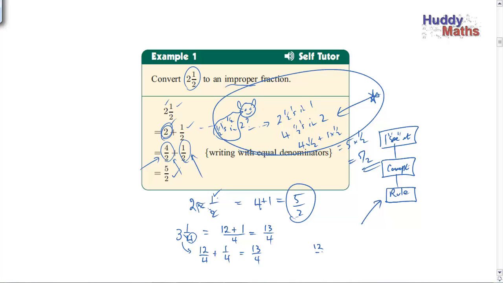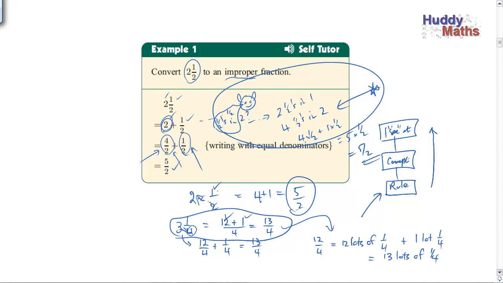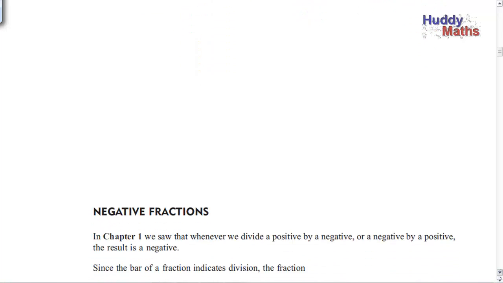Because you think of 12 over 4 as 12 lots of 1/4, and then plus 1 lot of 1/4 is 13 lots of 1/4, that sort of stuff. Okay, so when you're doing this rule, that by that to get 12, add 1, then try to understand what's going on. Try and get up close and personal with the maths as you go up the hierarchy there. Come down and let's have a look and see what we've got.